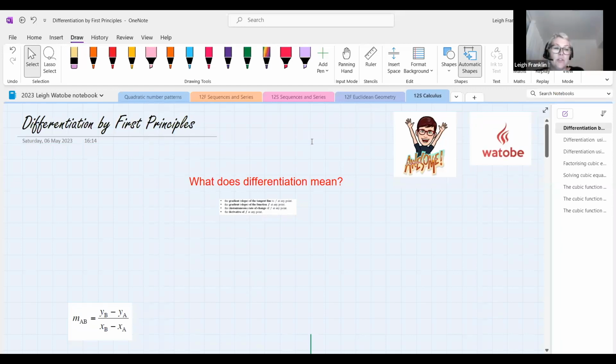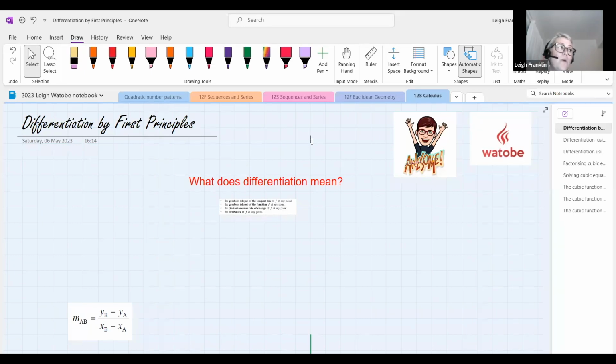So let's get started on differentiation by first principles. The reason why we do differentiation by first principles is because we want you to understand where the formula comes from. You're always going to be able to check your answer using your power rule. And often the matrics ask, well, if we can do it by the power rule, why are we learning about first principles?